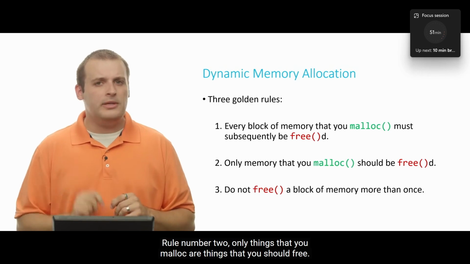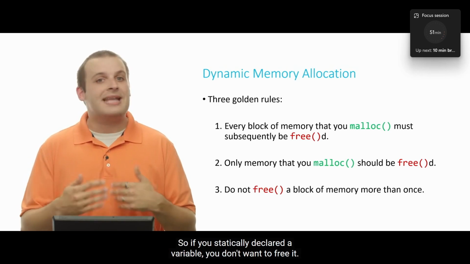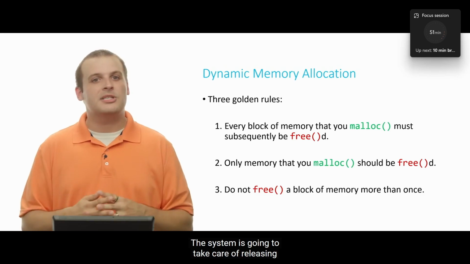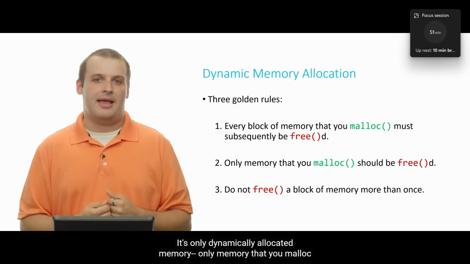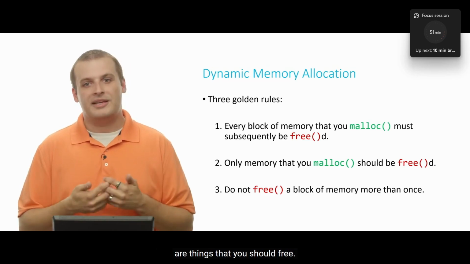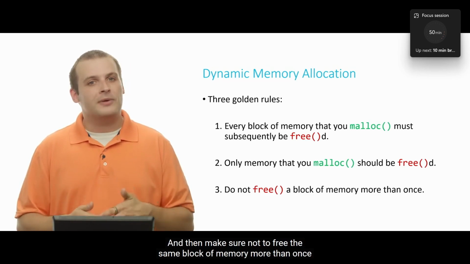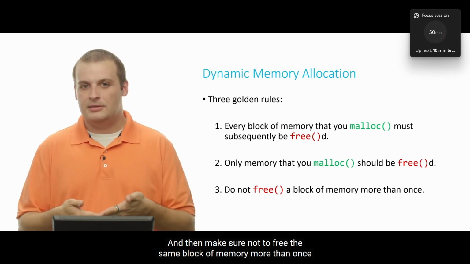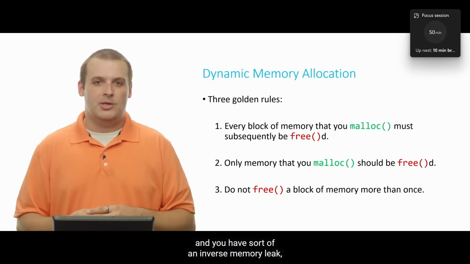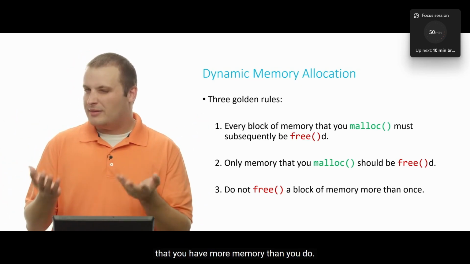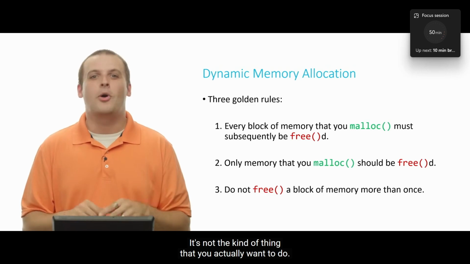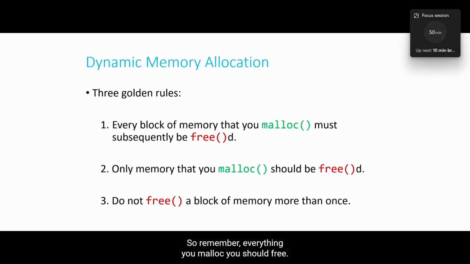Rule number 2, only things that you malloc are things that you should free. So if you statically declared a variable, you don't want to free it. The system is going to take care of releasing all statically declared memory for you. It's only dynamically allocated memory, only memory that you malloc, that you should free. And then make sure not to free the same block of memory more than once, because that can create a problem of a double free, and you have sort of an inverse memory leak, where you trick the system into thinking that you have more memory than you do. It's not the kind of thing that you actually want to do. So remember, everything you malloc, you should free. Only things that you malloc, you should free. And don't free anything more than once.